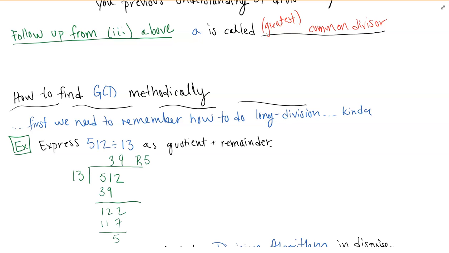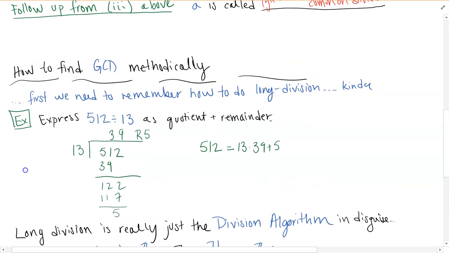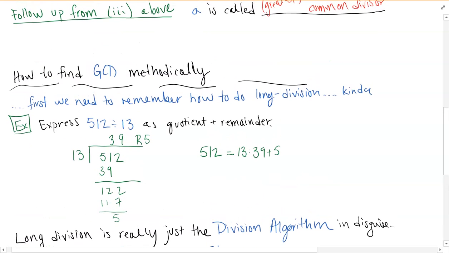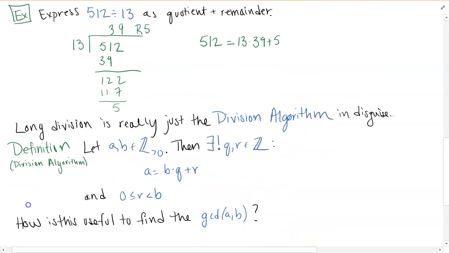And when you pause the video and did it, you should have gotten this, 39 remainder 5, so then we can write this as, to get 512, we do 13 times 39 plus 5. Okay, simple enough. Now this whole process is really just called the division algorithm, or what we call the division algorithm in number theory.